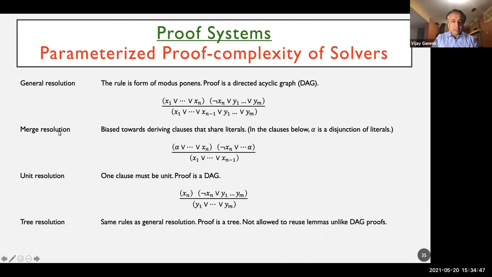So what is merge resolution? Well, think of transitivity of implication. Imagine that I give you two formulas, A implies B, and B implies C. Then you know that A implies C, right? We know this transitivity of implication.